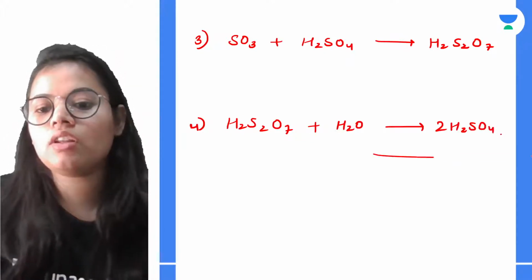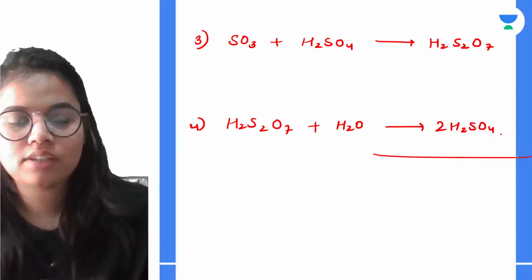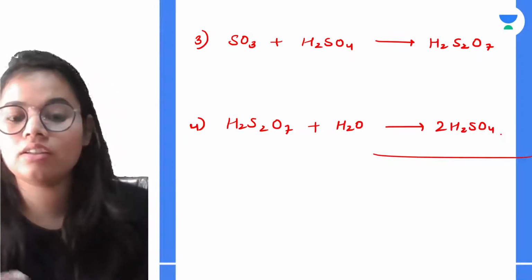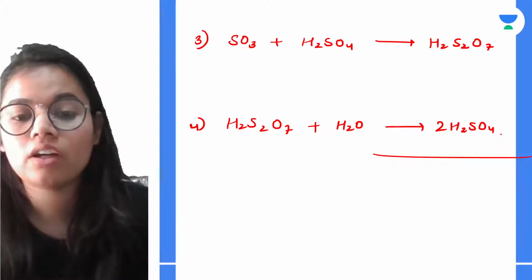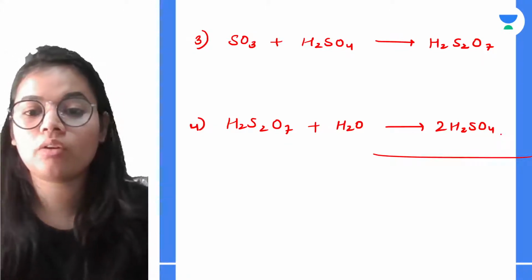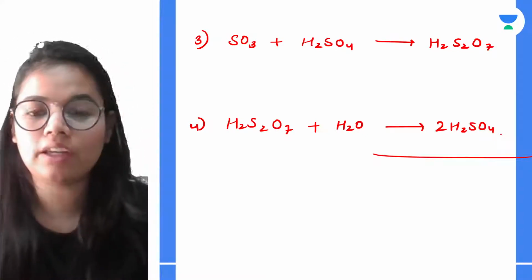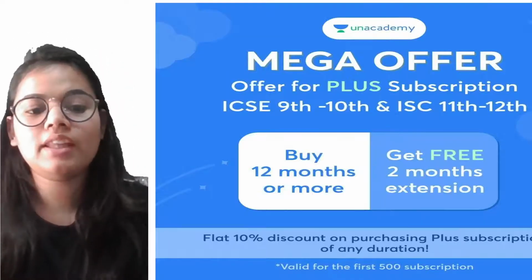So this is the whole summary of contact process. Kindly remember the equations and of course the reason why certain equations are going in a particular way. I hope that this thing is pretty much clear to you up till here. Moving on to the next thing.